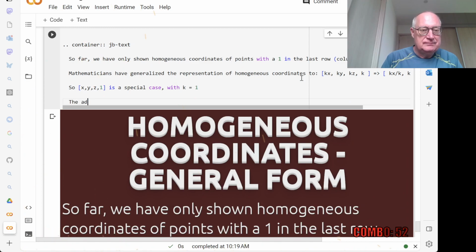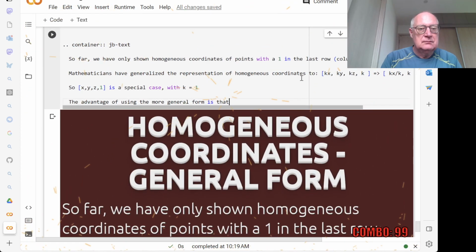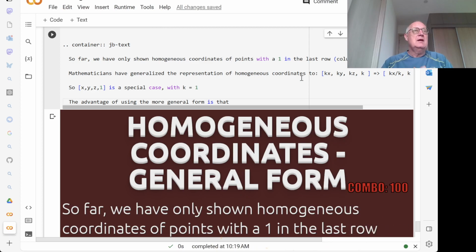The advantage of using the more general form kx, ky, kz, k is twofold. One, you can talk about points at infinity if k is equal to 0. Practically, that may be of interest to mathematicians, but in practice that doesn't really have a big impact, isn't very useful. But most importantly, this form can be used in order to model perspective distortion.